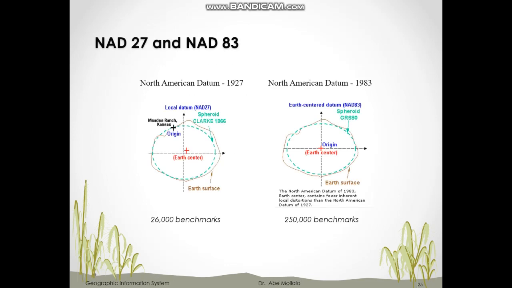So NAD-27 actually uses Clarke 1866 as the ellipsoid, and it has 26,000 benchmarks with accurately measured latitude and longitude. So these were the two components of the datum of NAD-27. And NAD-83 is more sophisticated. First of all, it chooses a global ellipsoid, which is GRS-80. And also you can see the number of benchmarks is almost 10 times more than NAD-27. So the measurement in NAD-83 is significantly more accurate compared to NAD-27.